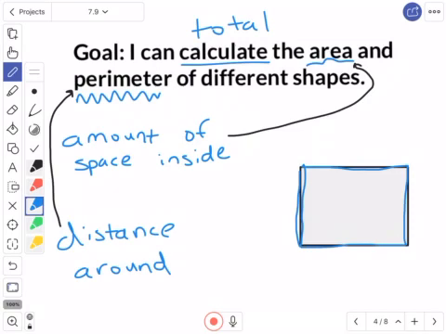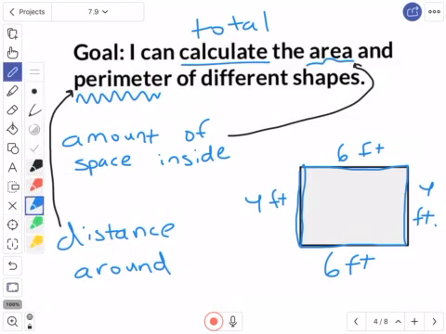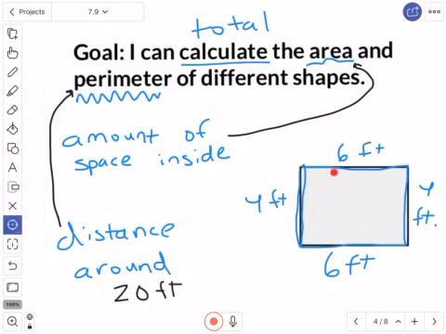So let's say, for example, this was 6 feet. If the top is 6 feet, everyone, the bottom would also be 6 feet. And let's say this side was 4 feet. That means if the left side is 4 feet, the right side would have to be 4 feet. Then I just have to calculate, or add, all the sides. Well, I know that 6 plus 4 is 10. 10 plus 10 is 20. So the perimeter of this is 20, and I can quickly write that down right here: 20 feet.